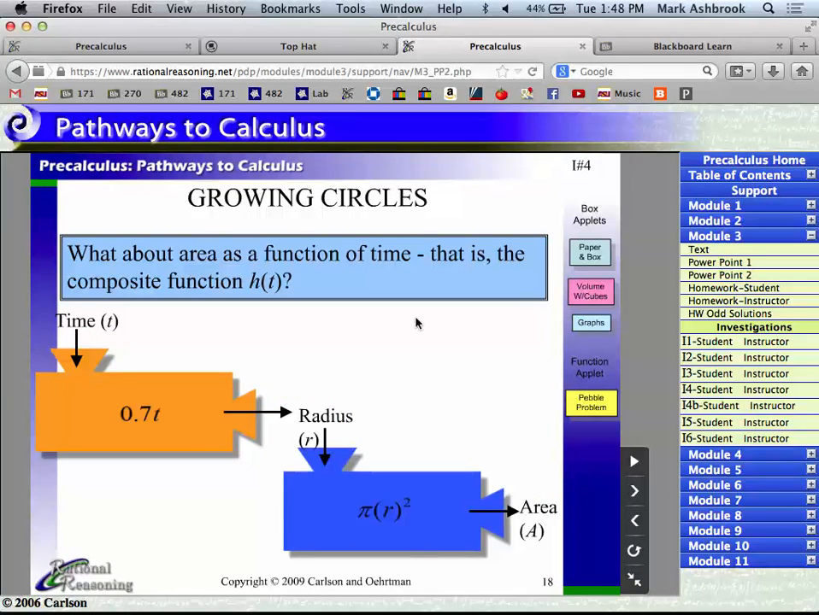So then, at the very end of class, we kind of rushed through it. We said, okay, if f of t is 0.7t, and g of r is pi r squared, and we said this is r, right? This is the radius. So it's valid to put that radius into this g function. So we can do g of f of t, right? And so what would that be?